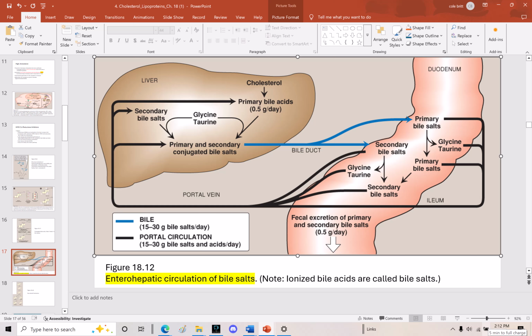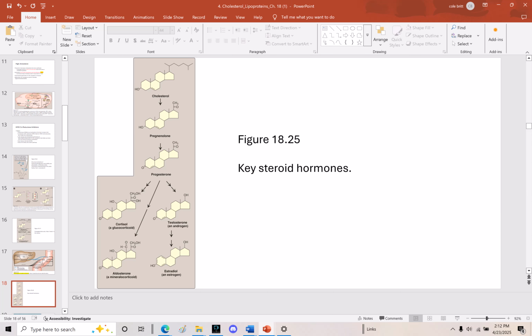And so bile salts need cholesterol for their synthesis. Another function of cholesterol is synthesis of steroid hormones. So here's a few of them. Cholesterol, we start out with progesterone. It's actually the first synthesis. You don't have to remember which comes first.